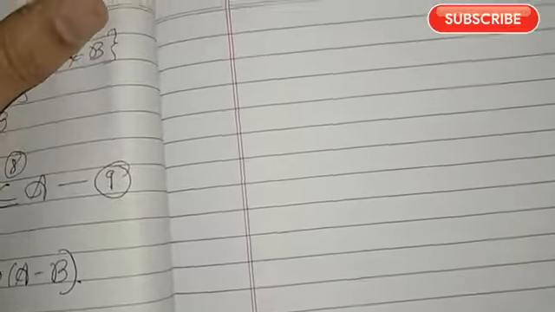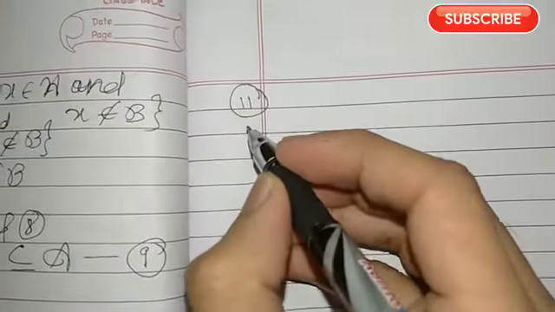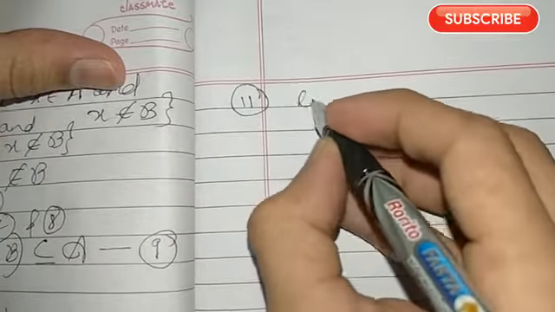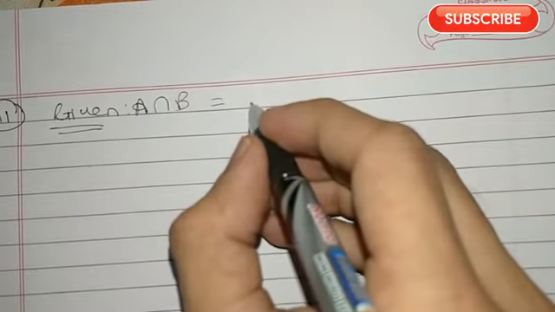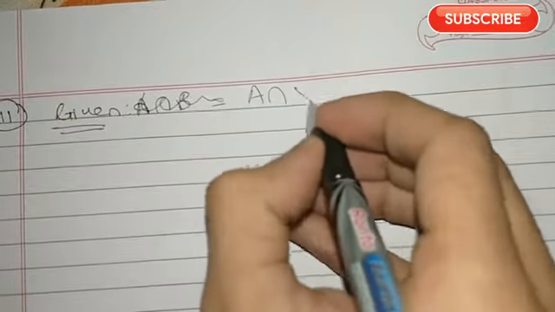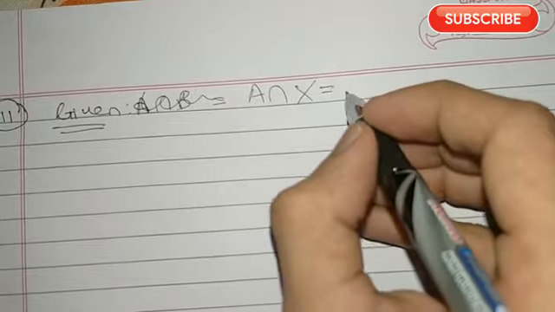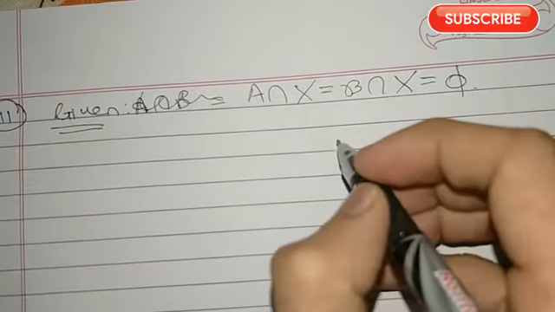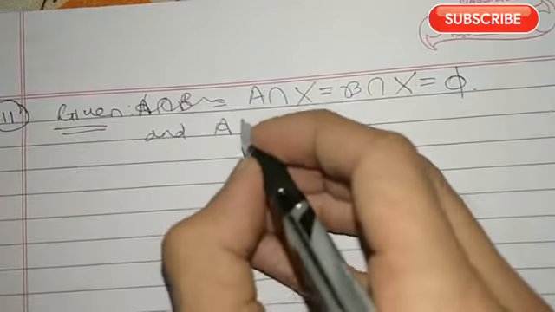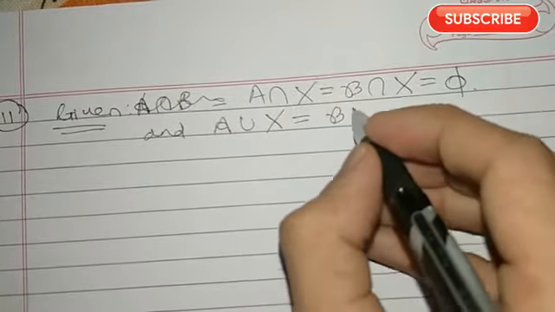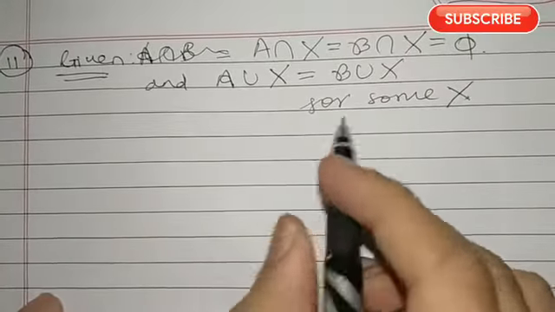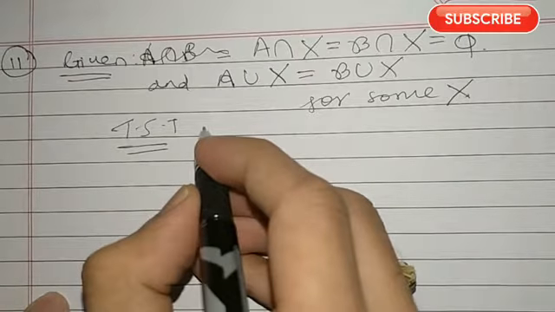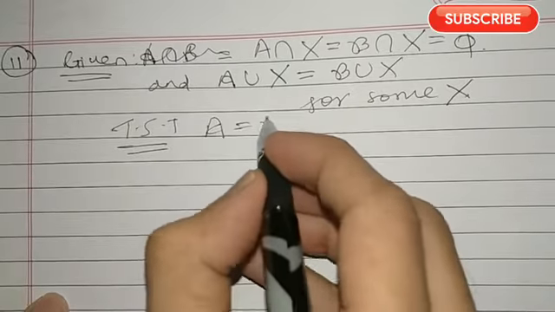So the 11th problem is what you are given: A intersection X is equal to B intersection X, which is equal to the empty set, and A union X is equal to B union X. This is for some set X. Now you have to show that A is equal to B.